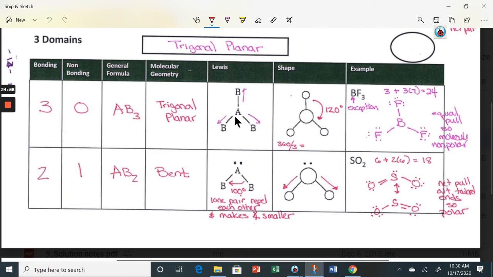So this starts off with the one in the center, and if you look at these bond angles, we're cutting a circle into 3 equal parts, so it's 120 degrees. Do you need to know the bond angles? Yes, you do. Ouch, but yes.